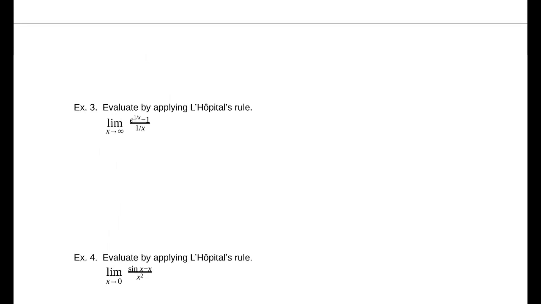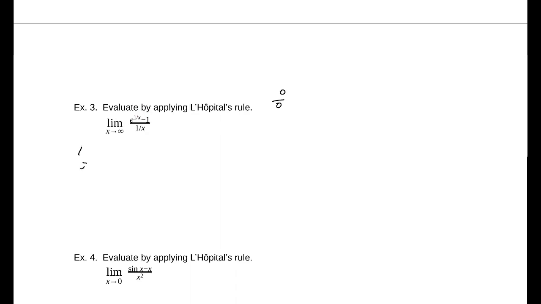Alright, example 3, evaluate the limit as x goes to infinity of e to the 1 over x minus 1 over 1 over x. Well, as x approaches infinity, we saw this with our end behavior section. The denominator is going to 0. Our numerator, this exponent is going to 0, so that is 1 minus 1, so this is also going to 0.